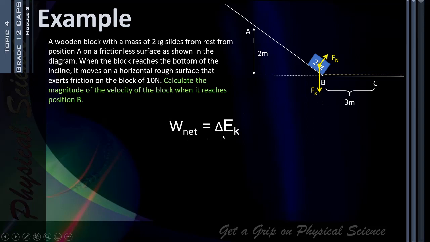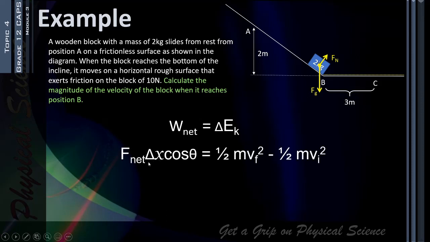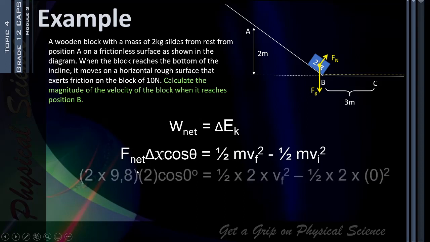So the work energy theorem states that the net work done is equal to the change in kinetic energy of this block. So the net work is the net force, which is just gravity, multiplied by the displacement of this block times by the cos of the angle. And that's equal to the final kinetic energy minus the initial kinetic energy. So the net force is just gravity, which is 2 times 9.8. The displacement is 2 meters in the direction of the net force, multiplied by the cos of 0 degrees, because the angle between the net force and the displacement is 0 degrees.